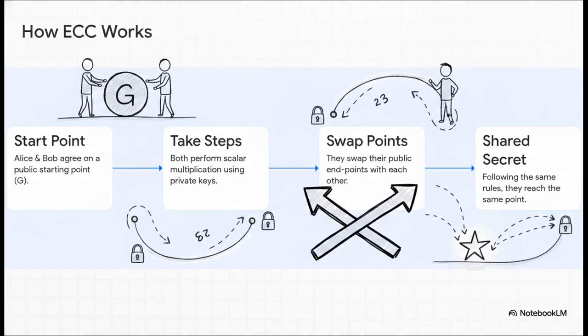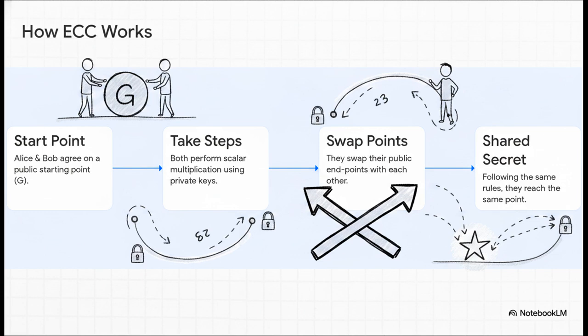Let's break down how this works using a classic example with Alice and Bob. First, Alice and Bob publicly agree on a starting point on that curve. Let's just call it point G. Second, they each secretly pick a private number. Alice takes her private number and performs what's called scalar multiplication. Basically, she's taking a specific number of geometric steps, bouncing around the curve to land on a new point. Bob does the exact same thing with his secret number.